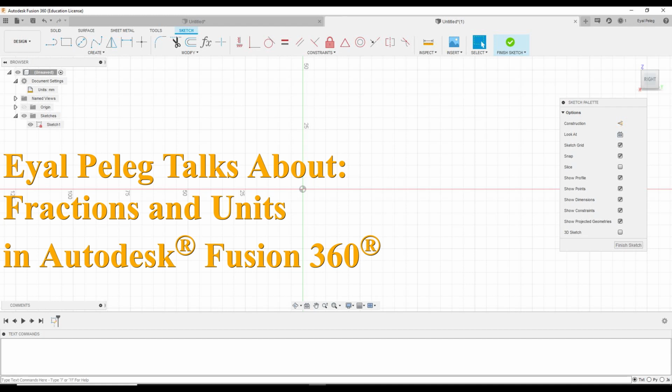Let's talk about fractions and units in Autodesk Fusion 360.